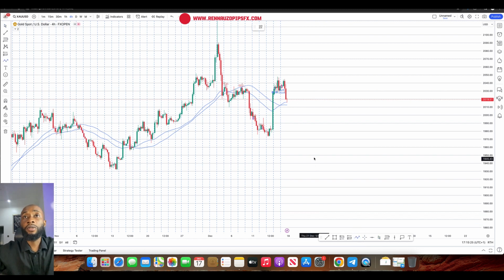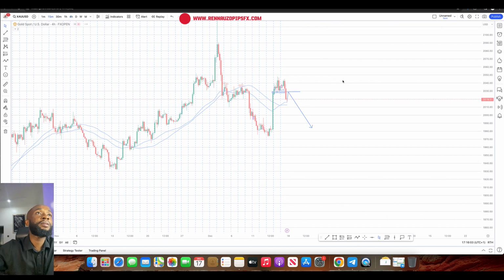So this is what I'm expecting on gold: to come back to this zone and drop. I don't know how it will play out, but that's what I'm expecting, because my bias for gold now is downtrend. So I believe that if we reject from this moving average to the upside here, this zone will drop. So this is my bias on gold.